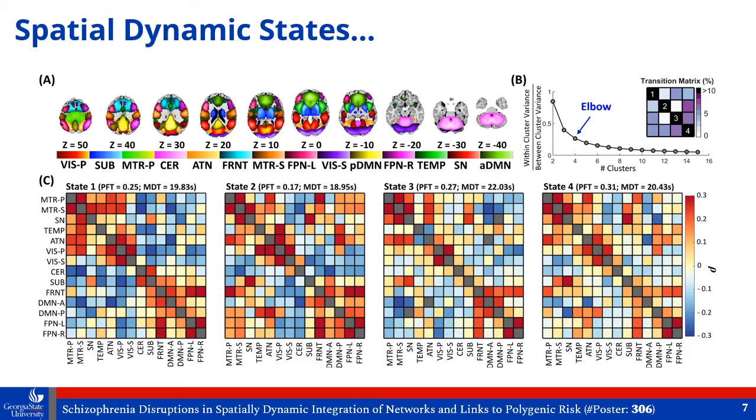Panel A here shows the composite view of the 14 large-scale networks we identified, each network thresholded at a z-score of 1.96 and presented in a different color. The number of spatial dynamic states was determined using the elbow method, which is presented in panel C.